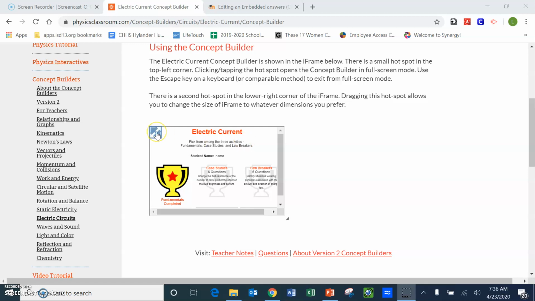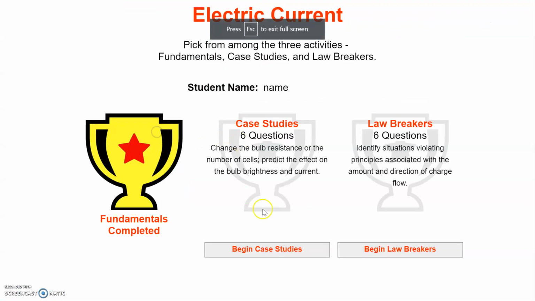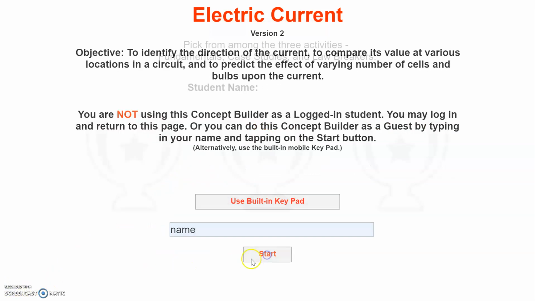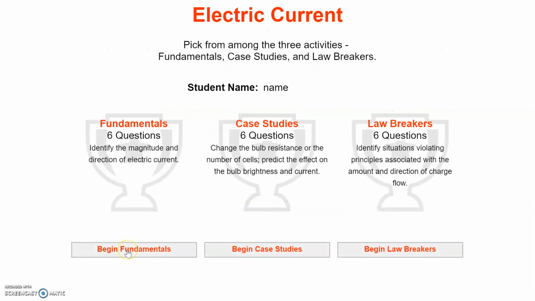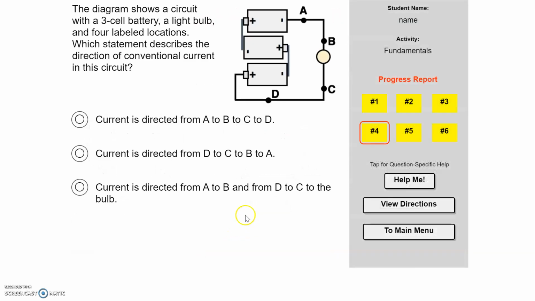All right, so here's the practice with electric current today. I've already done this, so I'm going to back this up and show you how to. Again, when you open it up, you have to start with a name. Now, to do the fundamentals, I'm going to do this part for you to give you an idea, and there's some learning that has to happen before you'll understand some of this stuff.